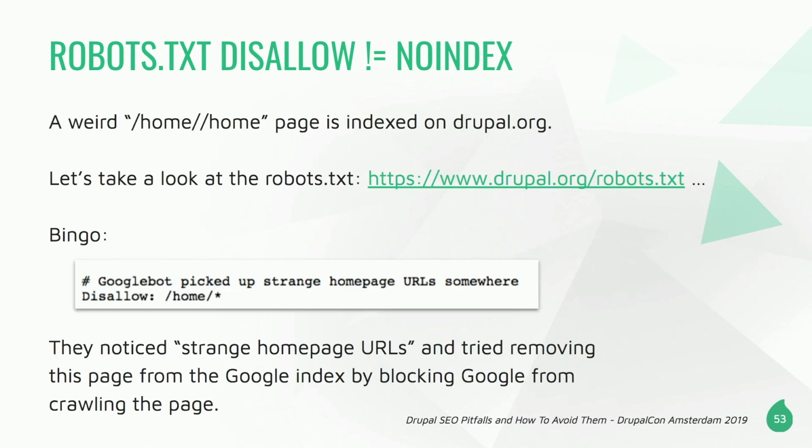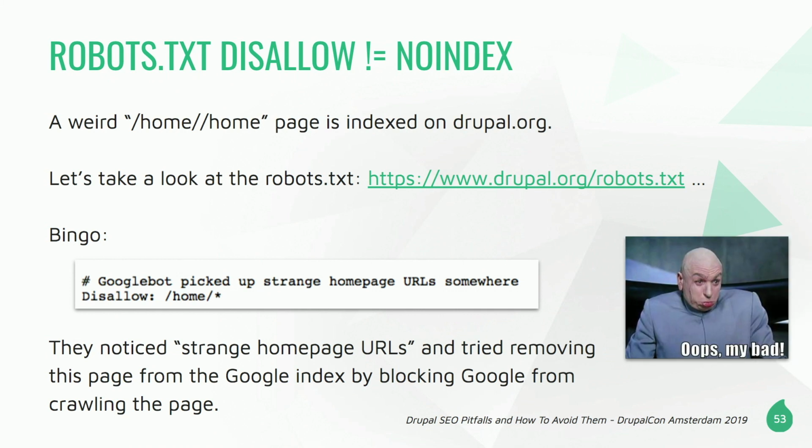If we dig a little deeper and look at their robots.txt, we see that they added a comment, "Googlebot picked up strange homepage URL somewhere," and they disallowed the /home/ directory. So they thought they were removing that page from the Google index by adding a robots.txt block. But it doesn't impact the indexing. Even if they place a no-index meta tag on that page, it will never get picked up by Google, because they're telling Google not to go to that page. Somewhere along the way they messed up, and they should have used a no-index meta tag instead of the robots.txt.